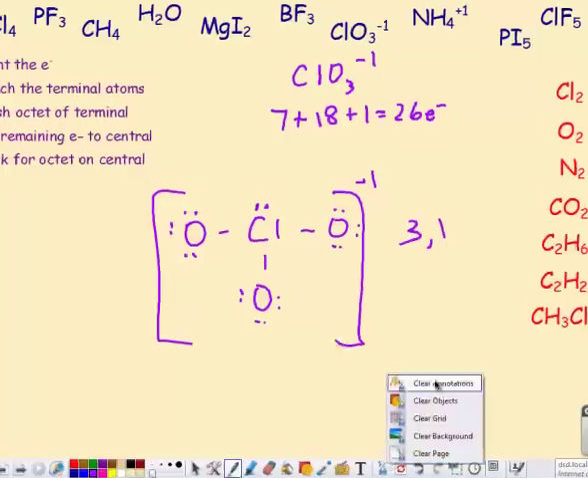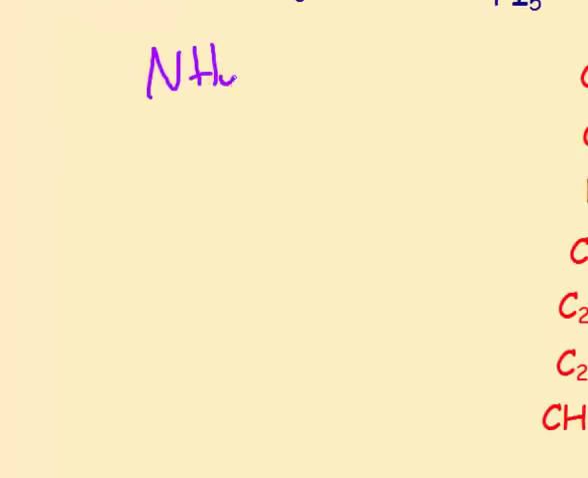All right, next one. NH4 with a +1. All right, a +1. Nitrogen's in group 15, so 5 dots. Group 1, hydrogen, I have 4 of them, so 4. Now, it's a +1.